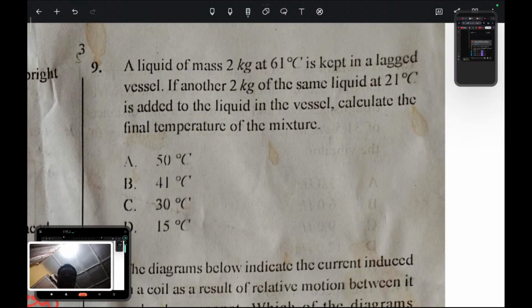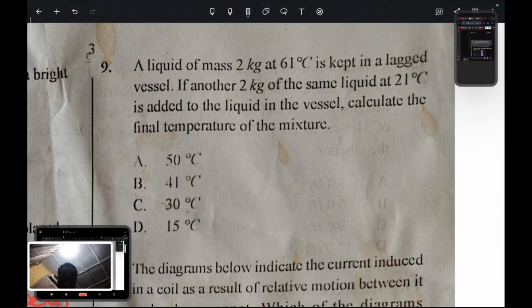Question 9. A liquid of mass 2 kg is under heat, 2 kg at 61 degrees Celsius. So we have given data.